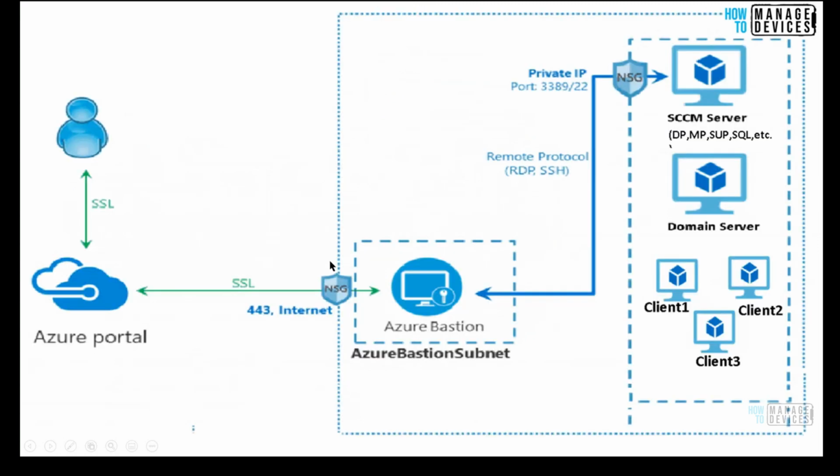This is the structure or architecture of the lab which we built. We use the Azure Portal to connect to Azure Bastion, and Azure Bastion helps us connect to all the SCCM servers, the domain server, and the client which we built in Azure. We don't use RDP ports to connect to the SCCM servers directly. We use Azure Bastion and connect from there. That is what we completed in the first few weeks.